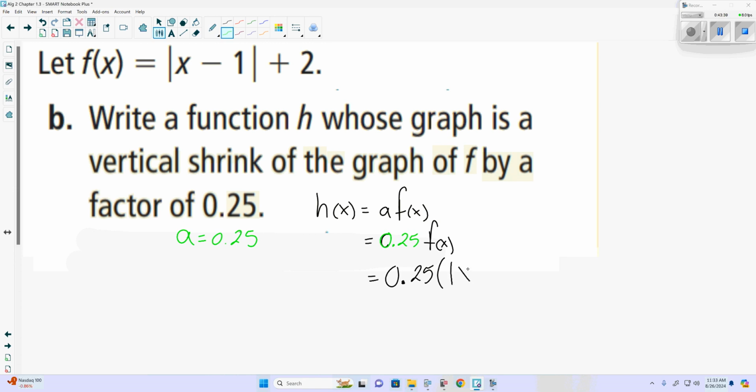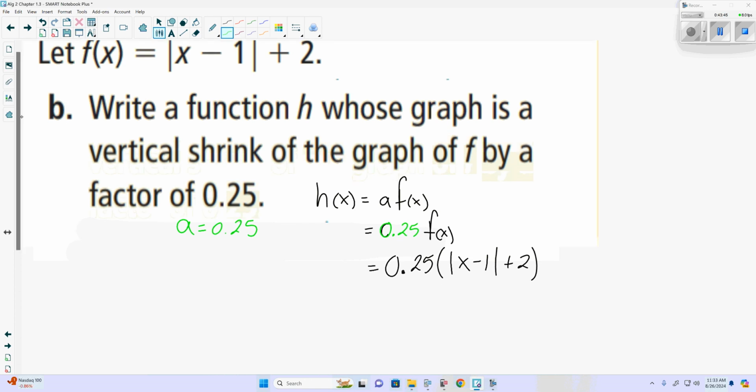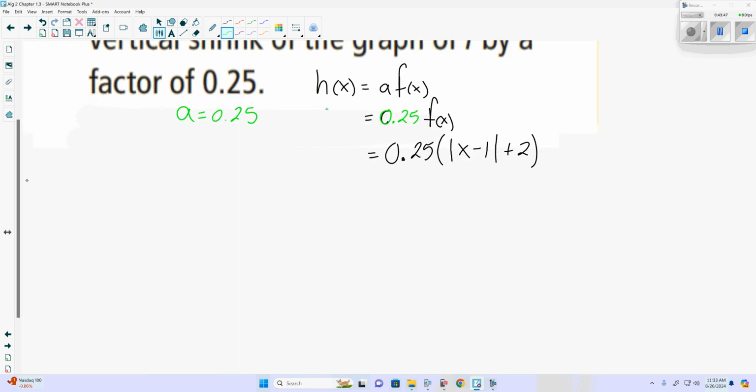Absolute value of x minus 1, plus 2. Questions on how we got to 0.25 times the parentheses absolute value of x minus 1 plus 2? We feel good with this here?